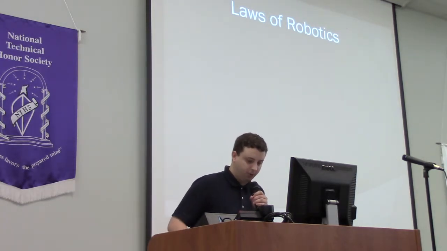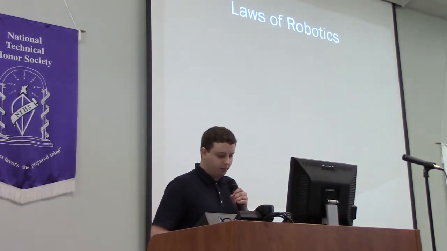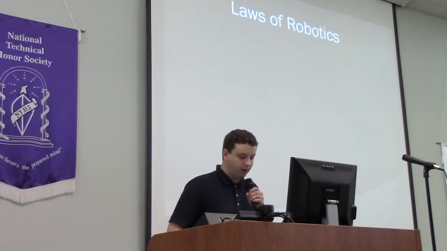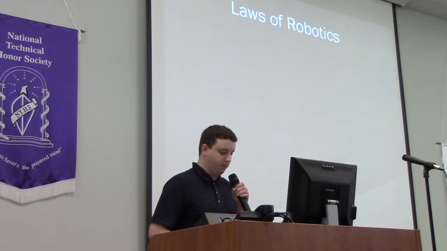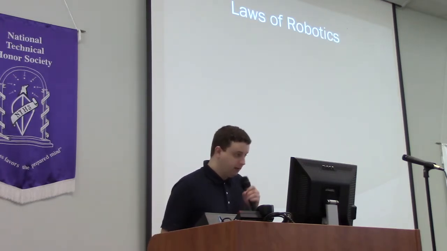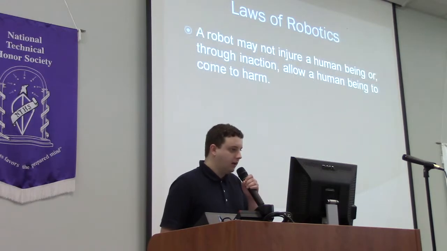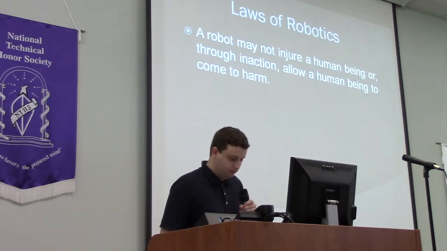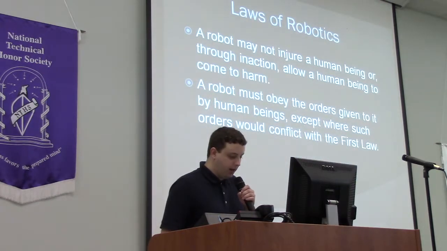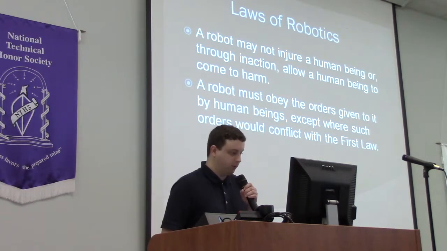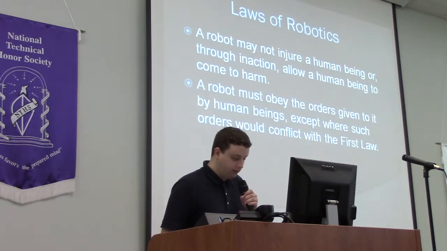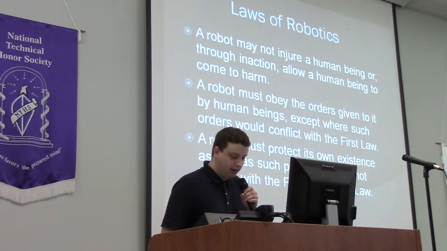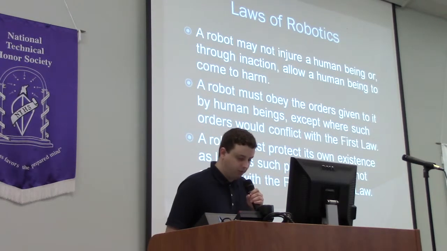In 1941/42, Isaac Asimov set forward his short story, Runaround, in which he presented the idea of robots governed by 3 laws which were programmed into them and that they had to obey. The 3 laws are: a robot may not injure a human being or, through inaction, allow a human being to come to harm. The second law is, a robot must obey the orders given to it by human beings, except where such orders would conflict with the first law. Third law is a robot must protect its own existence as long as such protection does not conflict with the first or second law.